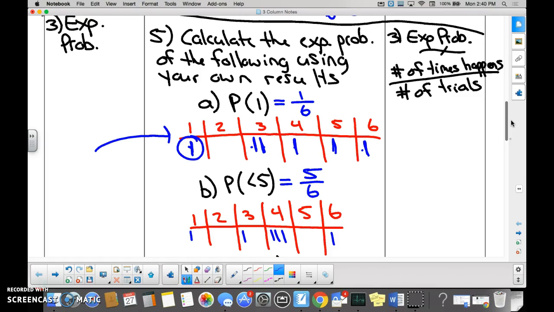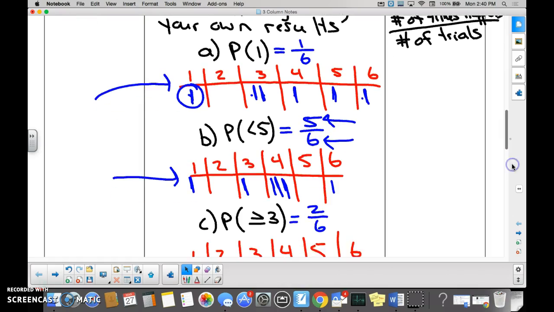Another group did a very similar thing, and they recorded how many times they got less than 5. How many times did they get less than 5? 5. And how many times did they actually do this experiment? 6. So they did it 6 times, and they got less than 5 five times. You get the idea? Okay, there's one more piece of data down there that you can look at.